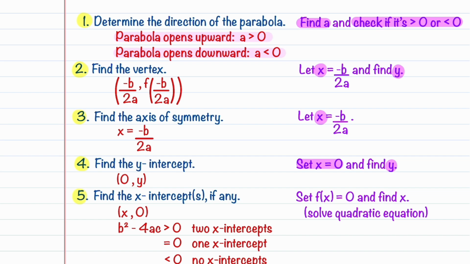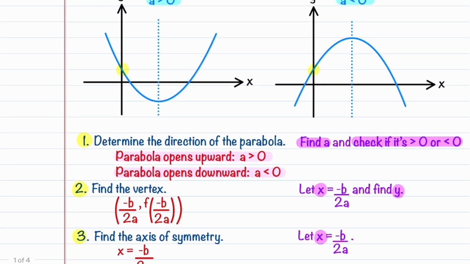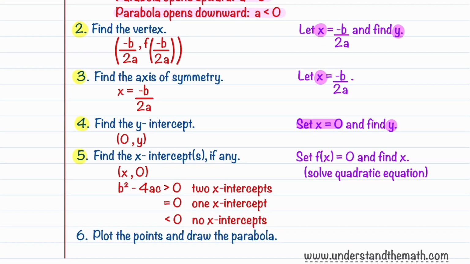Our fifth step is to find the x-intercepts, if any. Let's go back up to our graph once again. These points are the x-intercepts, right here and right here. Let's now see how you can actually find those intercepts. To find the x-intercepts, you're going to set f of x equal to 0. So that basically means you're going to be solving the quadratic equation, and when you solve that equation, you're going to find x.